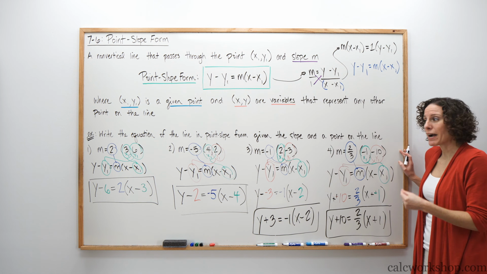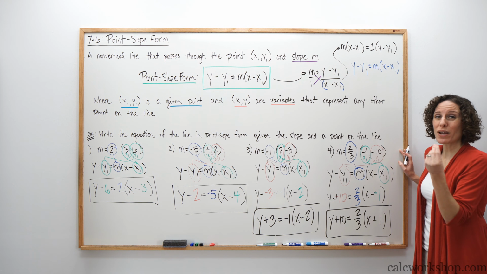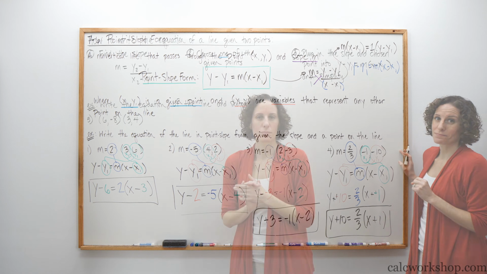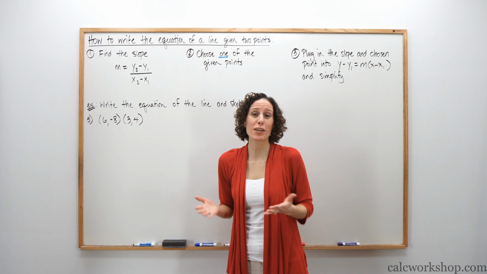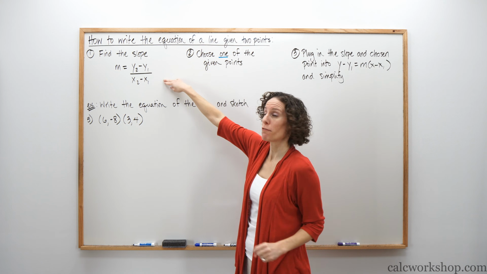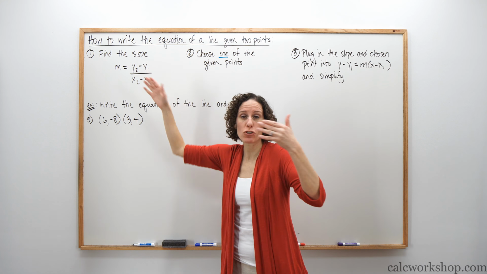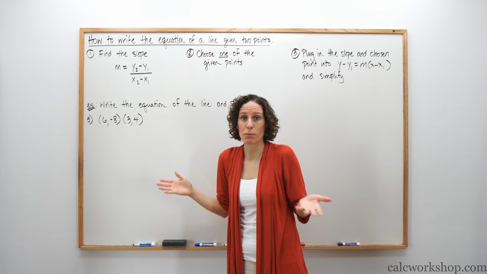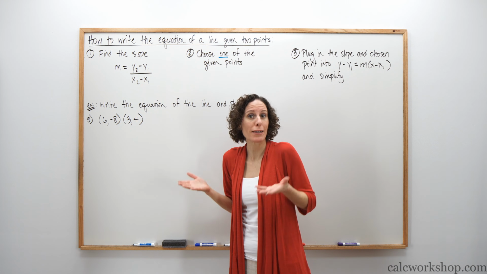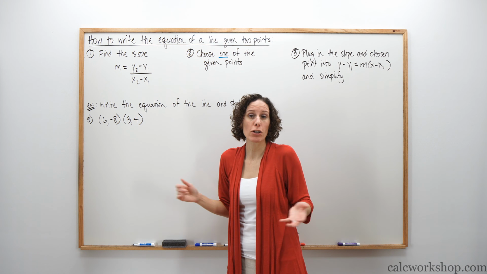Let's look at how we're going to find or be able to plug into our formula when we don't have all of the pieces readily available and we need to find it. All right, so how do we write the equation of a line when we're given 2 points? Well, step number 1, find the slope. And we know how to find the slope given 2 points. We just go y2 minus y1 over x2 minus x1, simplify, and we have the slope of our line. It should be a constant value, either positive or negative. It could be a fraction, but we find our slope.